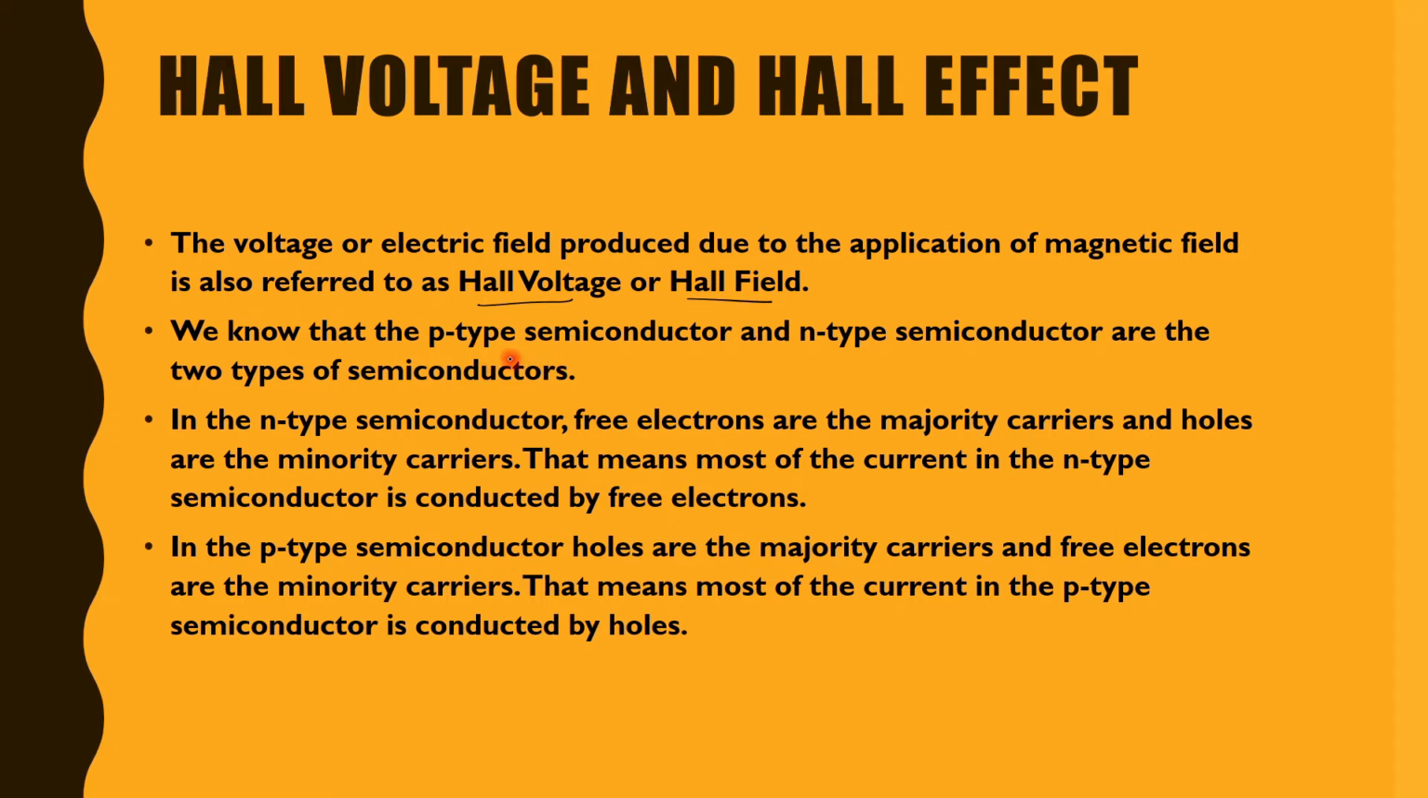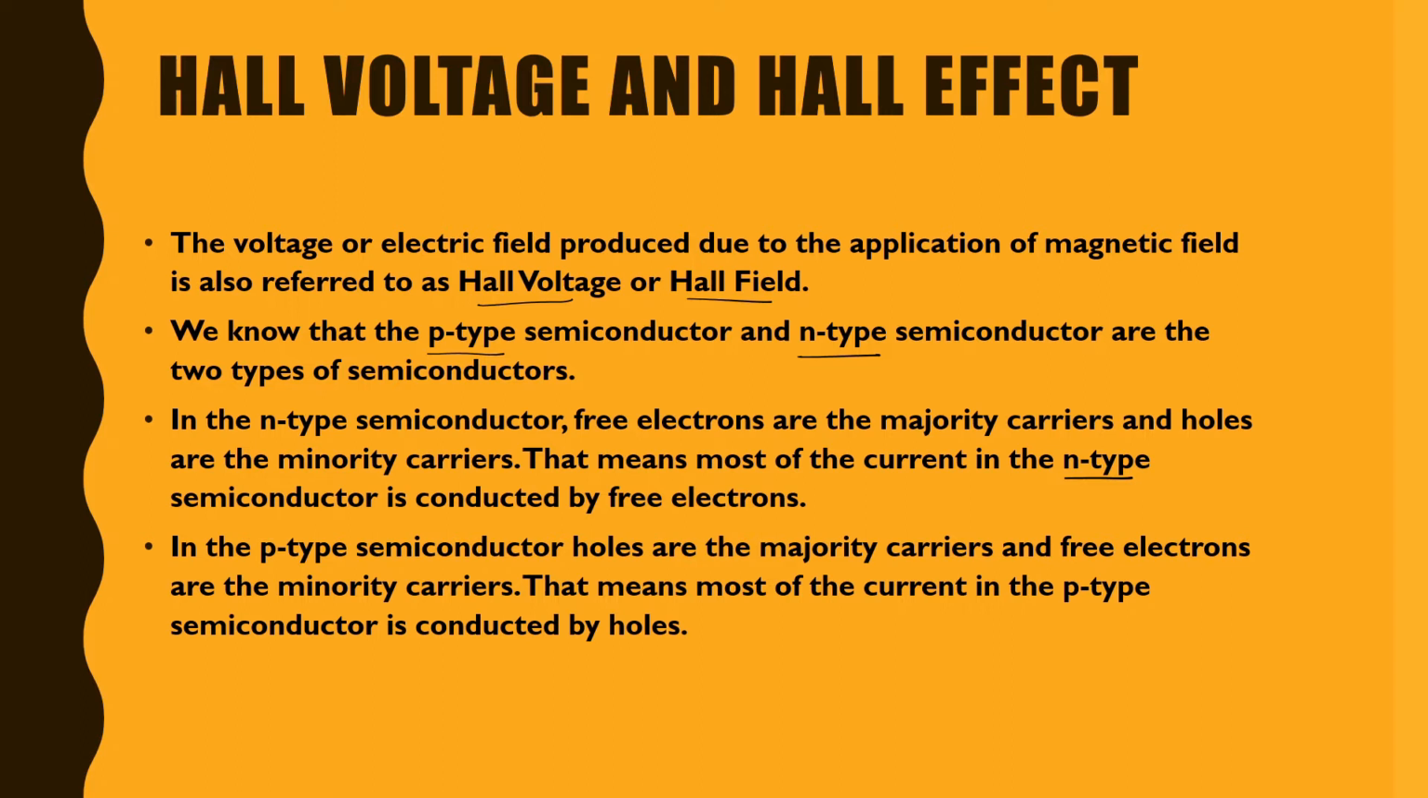Now we know that there are two types of semiconductor. One is p-type, one is n-type. So in n-type what happens? The free electrons are the majority carriers and the holes are the minority carriers. In other words, we can say there are more electrons than holes.